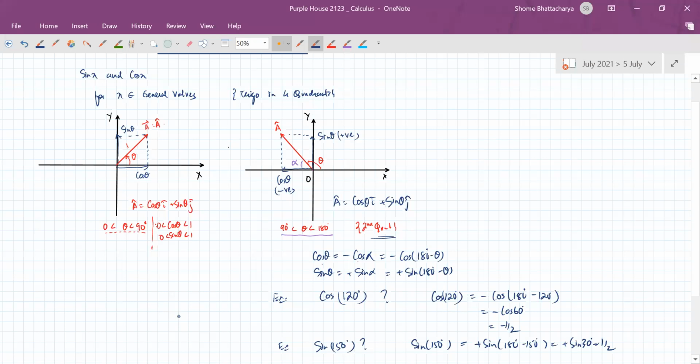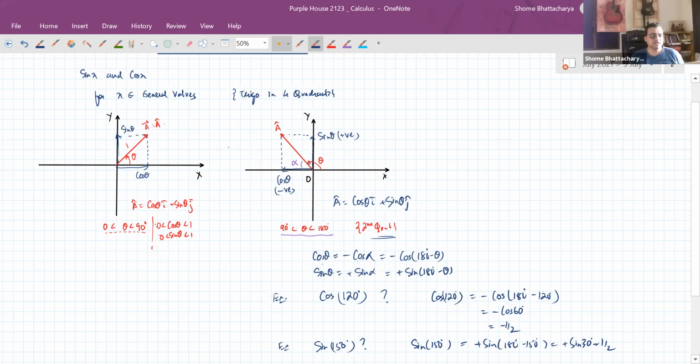So can we write them, please? Yeah, you can write this down. Sir, what is alpha over here? You can see what alpha is in the diagram over here. It is the complement of theta. Alpha plus theta is 180.